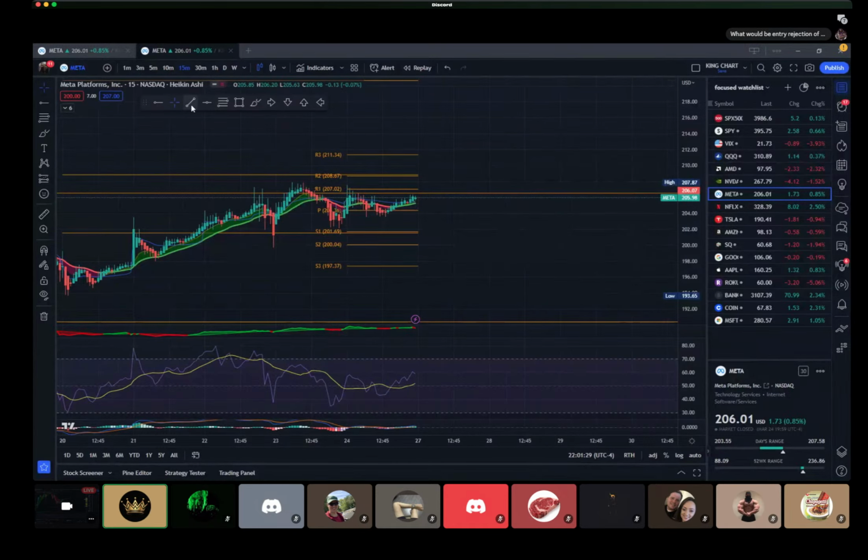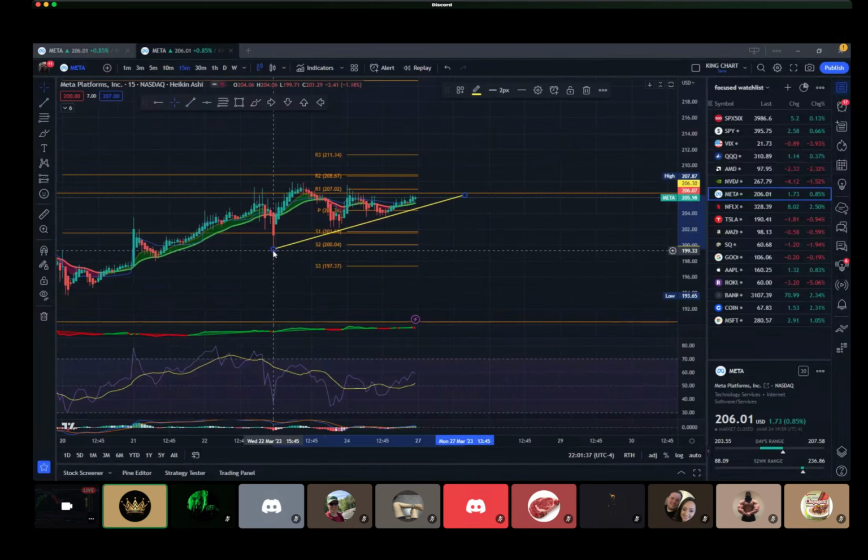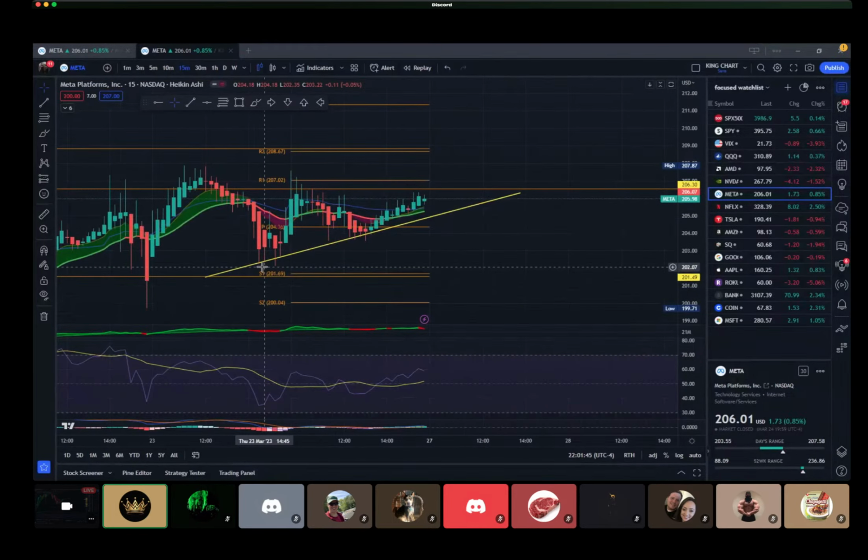All right, so let's go to 15. So 15 on Meta. A little too low. Let's go right here. Boom. Okay, nice. Why I chose this guy here? Let's get a closer look. Nice rejection, rejection, rejection. Price is respecting that trend line nicely. Will be entry rejection of trend.